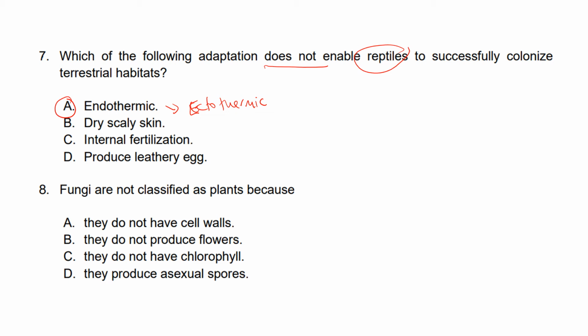So question number 8, fungi are not classified as plants because obviously they do not have chlorophyll. So it means that fungi will not be able to carry out photosynthesis. They are organisms that are saprophytic or parasitic, or they can also be symbiotic. So fungi cannot produce their own food. They are consumers.